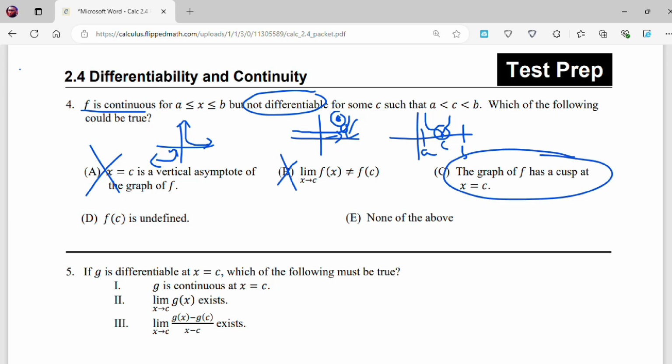But let's look at D just in case you're not convinced. D says f of C is undefined. Well, you can easily eliminate that one. F of C is undefined, and f is not continuous at that point. And so none of the above doesn't work because we got that C is our answer. Okay?